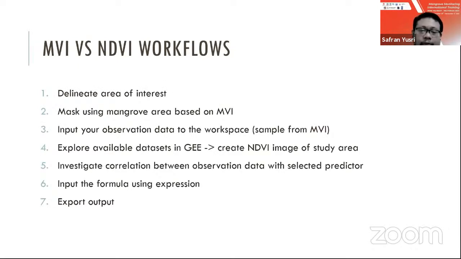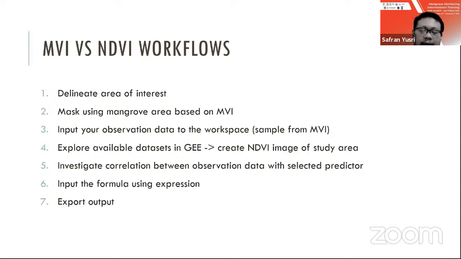The first thing you need to do, from the workflow I developed earlier, is create a customized workflow based on the question we have created before. First, delineate the area of interest, and then mask using the mangrove area based on MVI. Then you input your observation data to the workspace. In this case study, we sample the MVI data, explore the available data sets in Google Earth Engine, and create the NDVI image of the study area. Then we investigate the correlation between observation data and the selected predictor, and input the formula using expression. After that, we export the output. So this is the general idea.